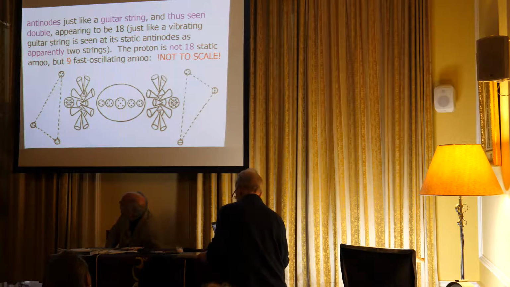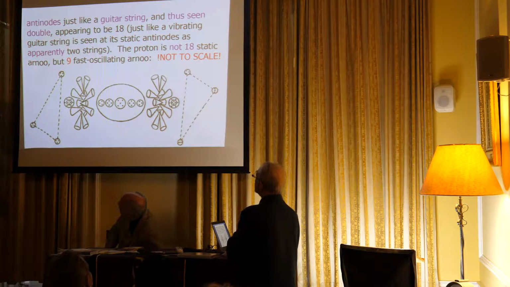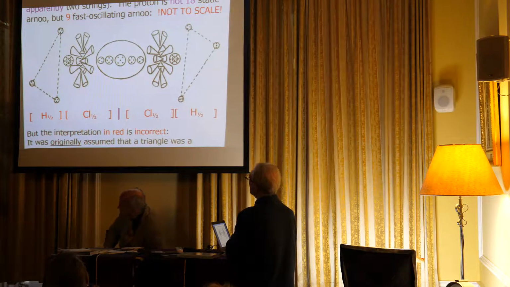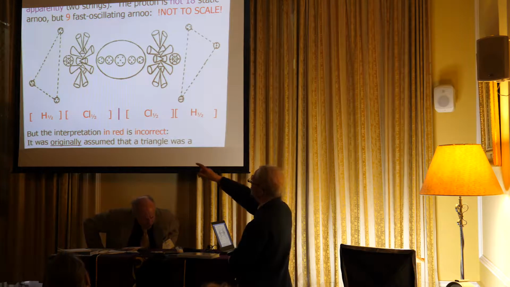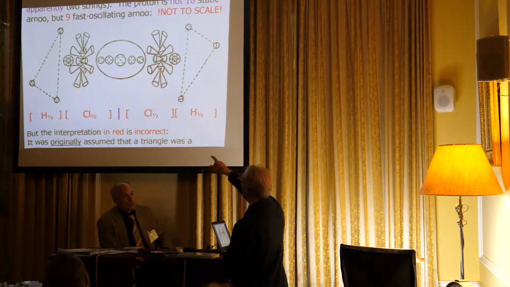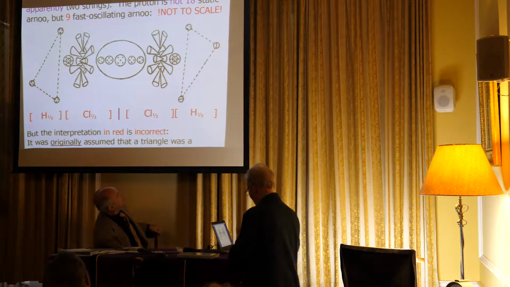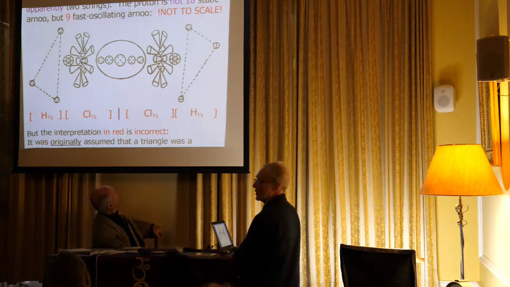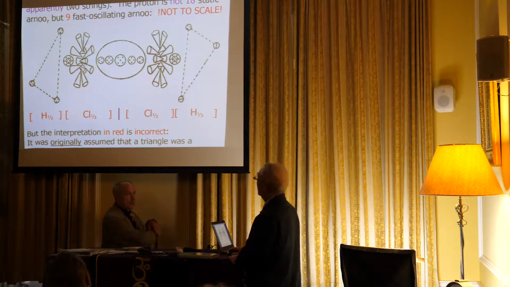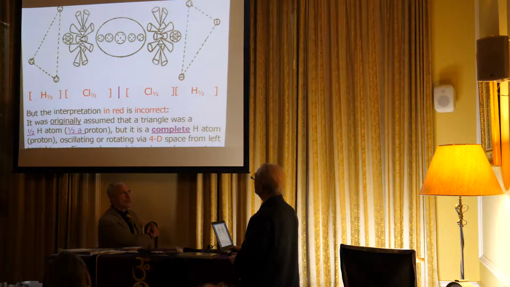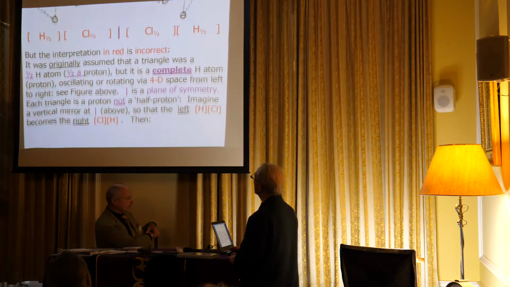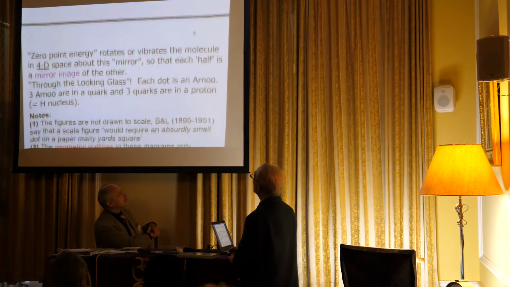Now, let's see if I can squash a bit more into this talk. So that interpretation is incorrect. It's not H a half, Cl a half, Cl a half, H a half. But that's what caused it to be rejected for decades. They originally assumed that a triangle was a half atom, half a proton. All right, that's the end of that one.